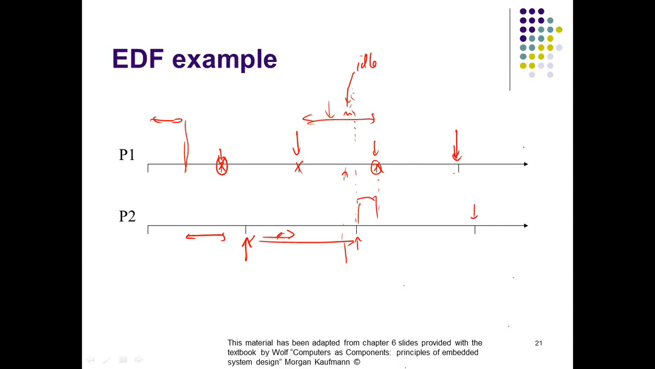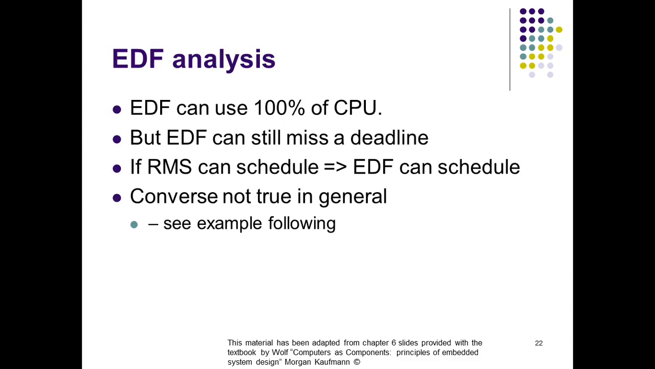Okay, so just a bit of care needs to be taken if we're running this example. EDF can use 100% of the CPU, and it can still miss a deadline. Obviously, if a process is not schedulable, then you can't schedule it with whatever method you use. If RMS can schedule, EDF can schedule, but the reverse is not true. And this is not surprising because EDF, because it can change priority, is going to have an advantage in terms of meeting a deadline.